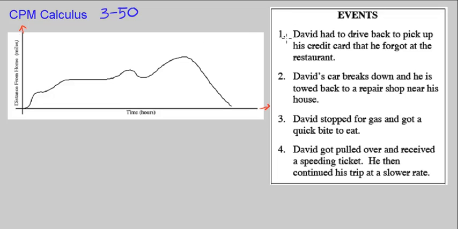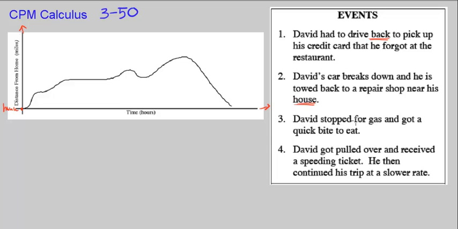Let's go over these. 1, David had to drive back to pick up his credit card that he forgot at the restaurant. So he's driving back, going closer to home, because he's backtracking. Event 2 is David's car breaks down, and he is towed back to a repair shop near his house. So this looks like he's going back by his house, and we know he starts at his house here. Here's his house, and here we go away from the house. So this one looks like he's going back to his house area.